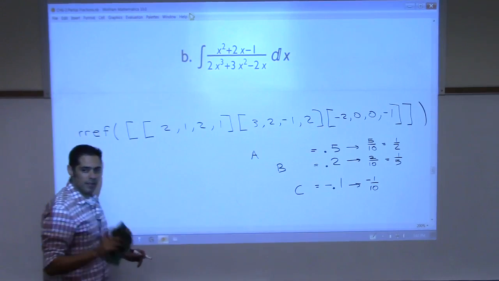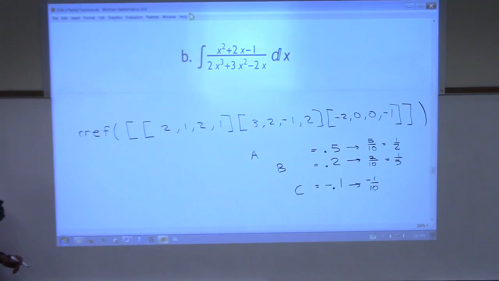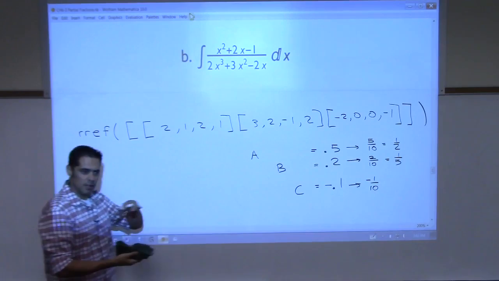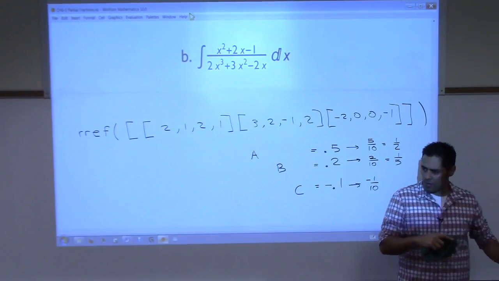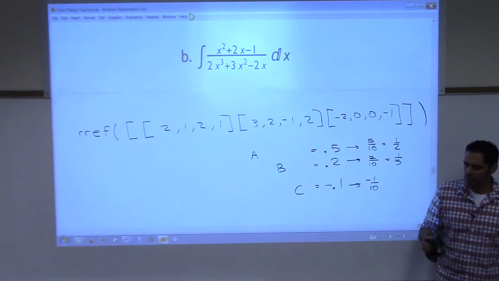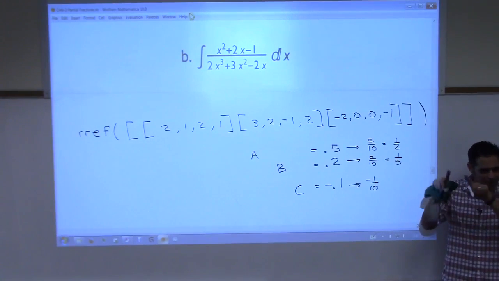Theoretically, you can solve as many systems of equations with that RREF, you could do 30 equations, 30 unknowns. Theoretically, if you could just type everything in correctly.